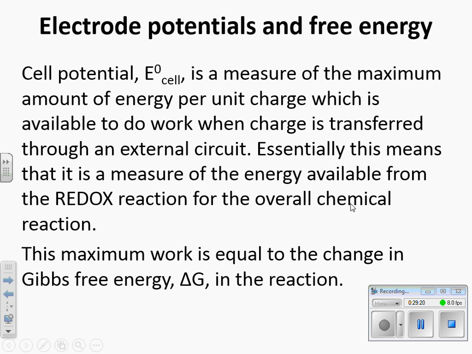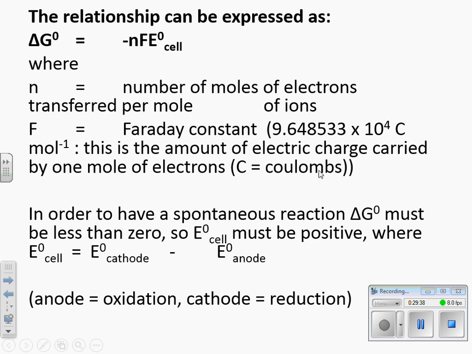But if we can measure that, then this maximum work that we could have, theoretically, is equal to the change in Gibbs free energy in the reaction. Now, you don't buy your batteries based on the amount of Gibbs free energy that's available. You just want to know, will it work? But you can do this calculation for the cells that we're going to set up.